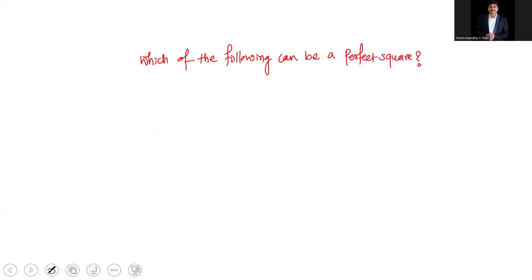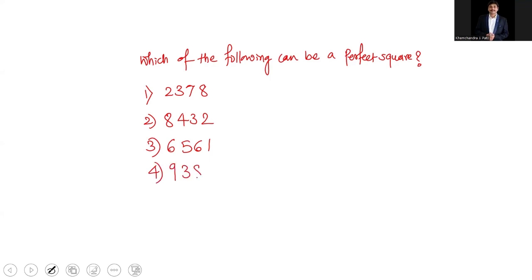Now, without finding the square root, is it possible to give the answer? Yes, it is. I'm giving the options also. Okay. So 2, 3, 7, 8. Second option 8, 4, 3, 2. Third option 6, 5, 6, 1. And fourth option 9, 3, 8, 7. Now tell me which of the following can be a perfect square? Mention your answer in the chat box.